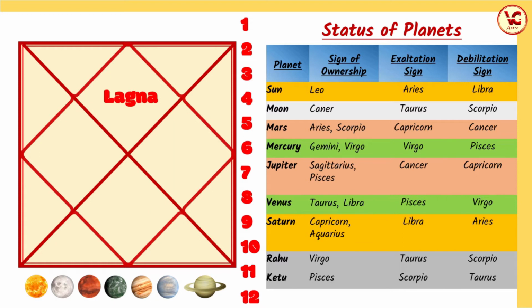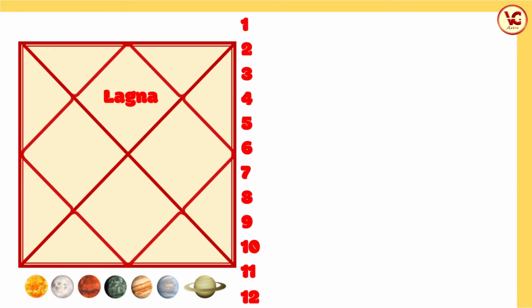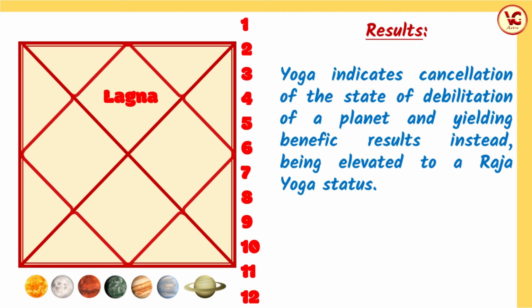In this video I have explained with the help of animation and provided sample charts for viewers' exercise. They can see whether a given cancellation type is applicable to the given chart, and if they want to, they can comment what their finding is. What is the result?